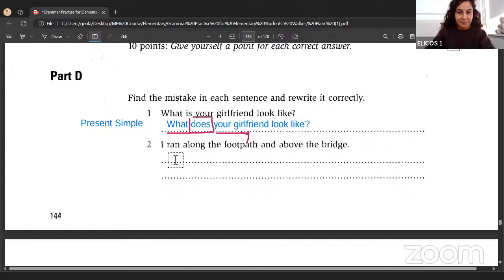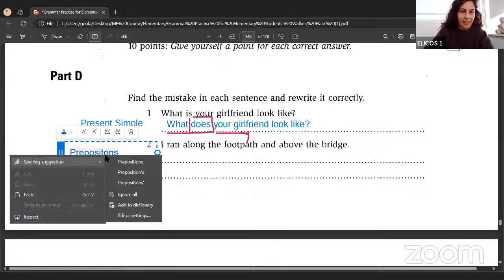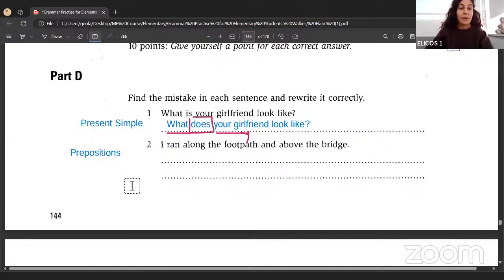Okay, number 2. I ran along the footpath and above the bridge. Yes, using your prepositions. So if you remember, prepositions were words that show us the place and location of movement or where an object is. So words like above, below, underneath, by, over, under, around.